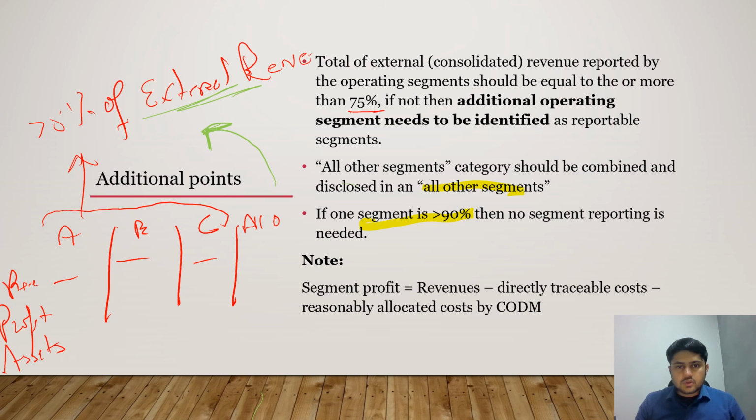One note here. So how to calculate the segment profit? It is revenues minus directly traceable costs less reasonably allocated costs allocated by CODM. So this is a formula to calculate the segment profit. You have to learn this. Then moving on.